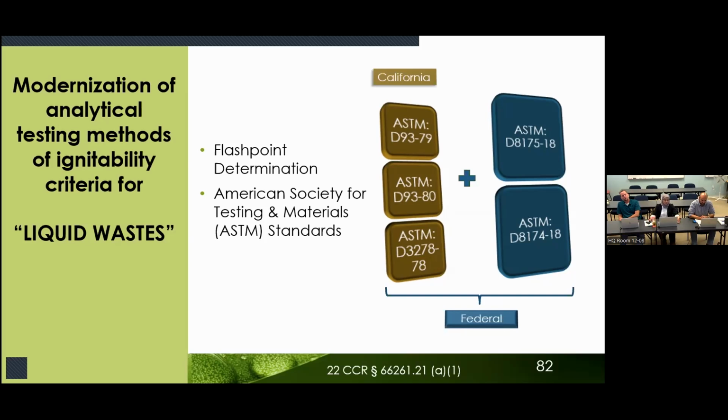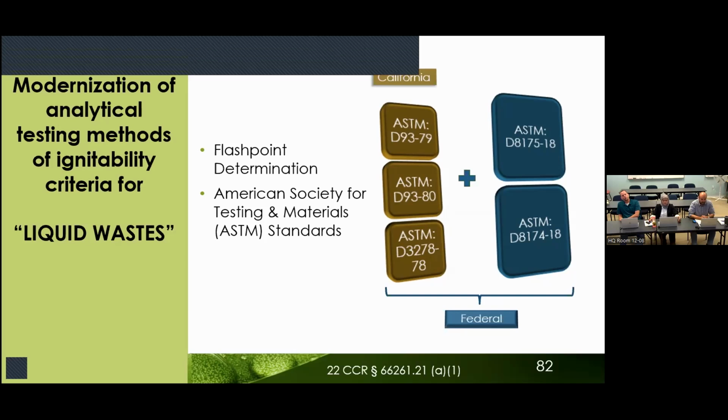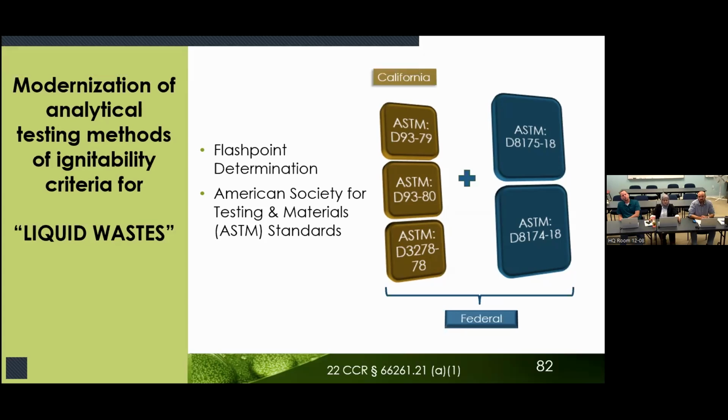But to recap, California still uses the three outdated flashpoint methods, which are represented in brown boxes here. These standards were published in the 1970s and 80s, as the last 2 digits at the end of the standard represent the year of its publication. While the US EPA adopted two newer ASTM standards, which, as the last 2 digits indicate, were published in 2018 and are represented in blue boxes here. These methods replaced old mercury thermometers with safer modern digital devices.